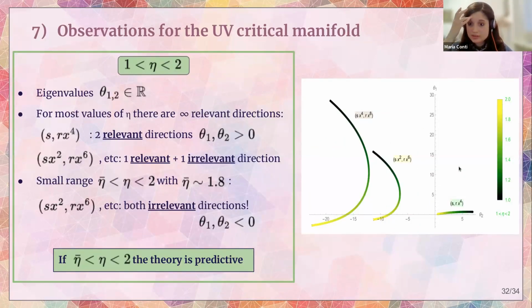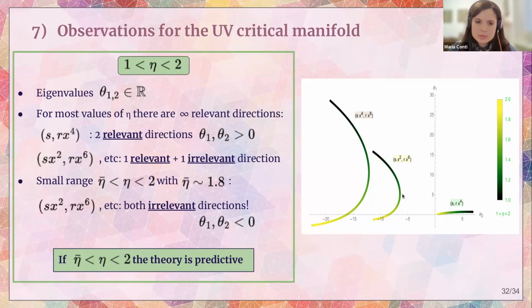Finally, what happens in the green range, so between the values of 1 and 2? Well, once again, that's where we found that we had 2 real values. I hope this picture is slightly visible at least. I know it's a bit crowded. The point is that for most values of eta, there are actually infinite relevant directions. Let's look at it. First off, we concentrate on the first eigenfunction as usual. As you can see, it lies in the first quadrant. So both θ1 and θ2 are positive. So that means that we have 2 relevant directions.